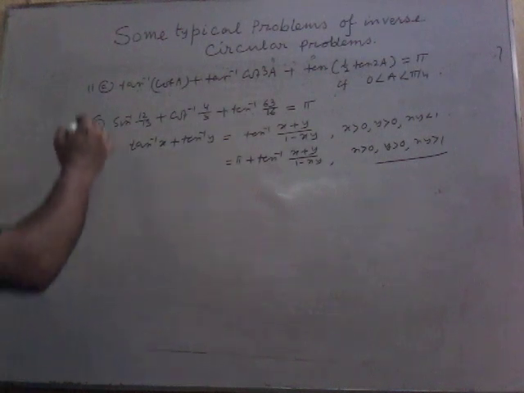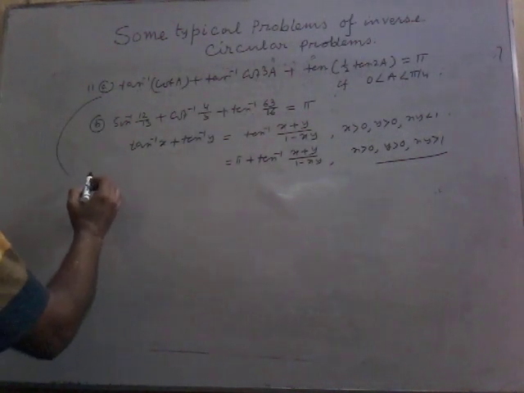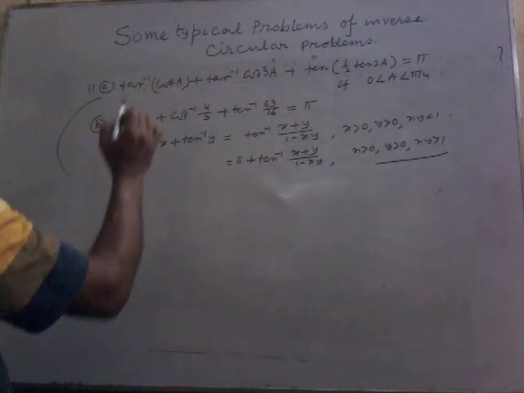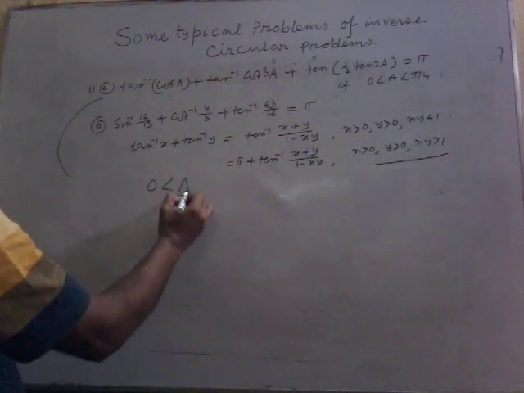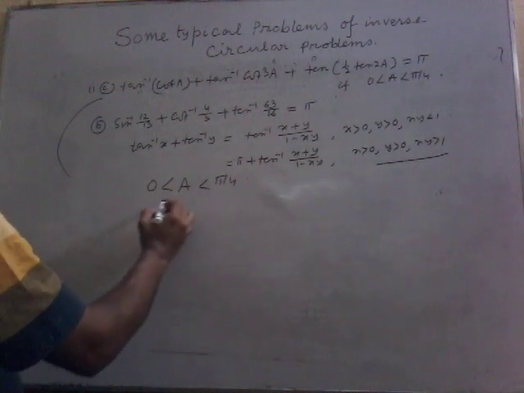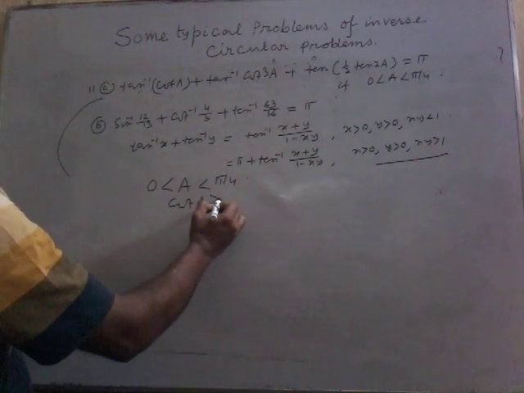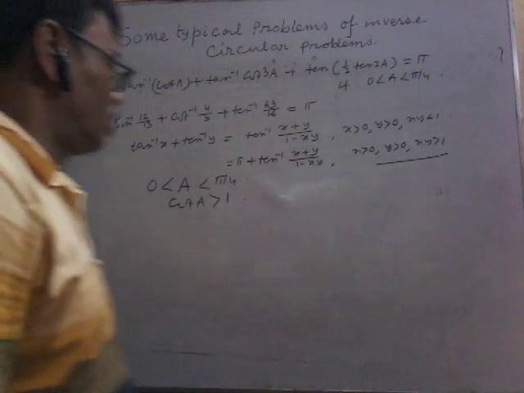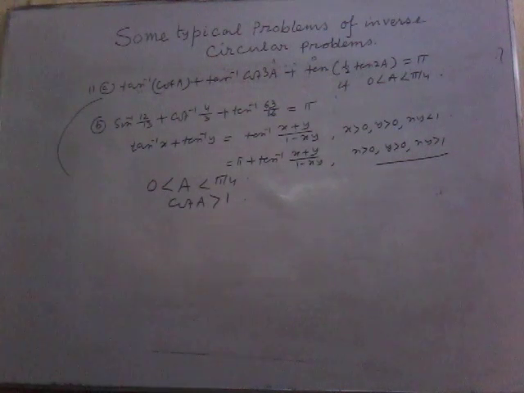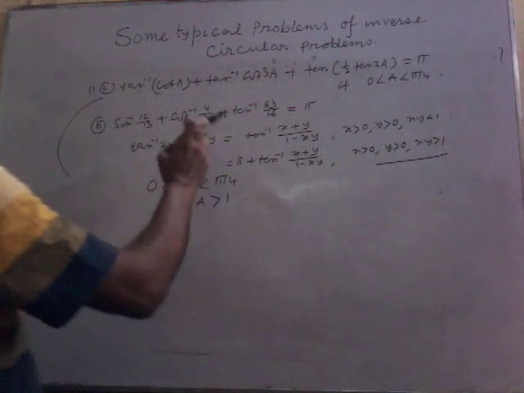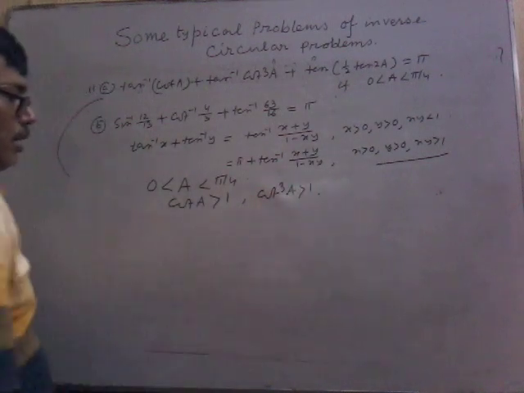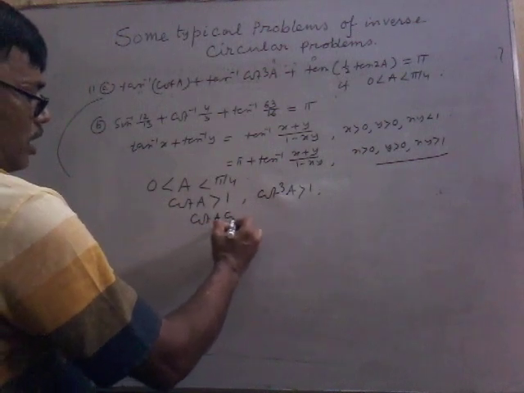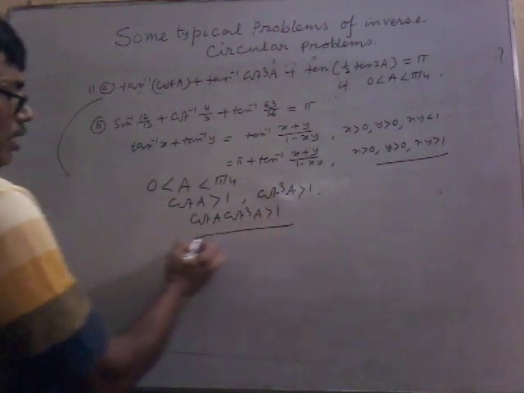So look, problem number 11a. So tan inverse cot A, tan inverse cot cube A. So 0 less than A less than pi by 4. So what is cot A? Cot A greater than 1. In this interval 0 to pi by 4, cot A greater than 1. So cot 30 degree is root 3, cot pi by 4 is 1. So in between this. So what is cot cube A? This is also greater than 1. Therefore, what is the product? Cot A into cot cube A. This also greater than 1.